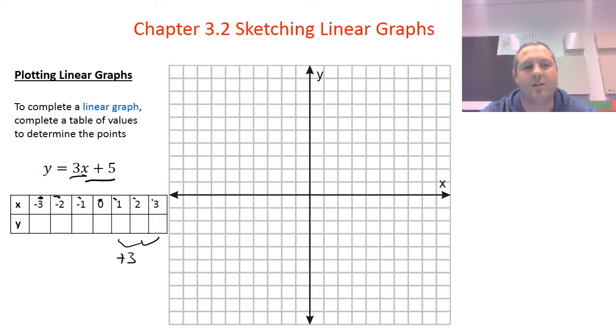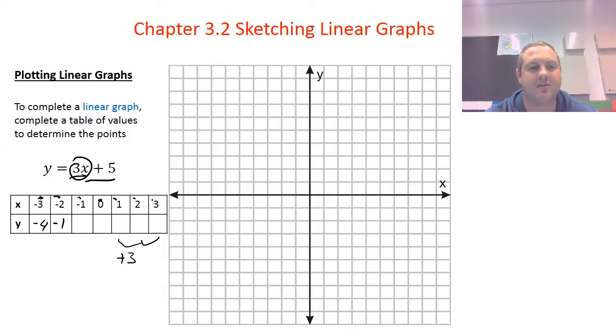Okay, so now we're going to plot it. So 3 times -3 equals -9 plus 5, sorry, -4. Okay, if we're going to go up by 3s, we know this one's going to be -1. Okay, and we'll prove that. 3 times -2 equals -6 plus 5 equals -1. So you can see how it's working.